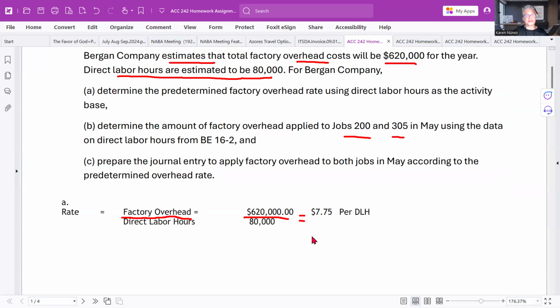And we've got two jobs, job number 200 and job number 305. Now, the data for jobs 200 and 305 is in the previous exercise 16.2. I'm not going to go back to 16.2 and get it. I'm just going to show you that information, and you can get that on your own. But for those two jobs, let's start with job number 200, here in part B.